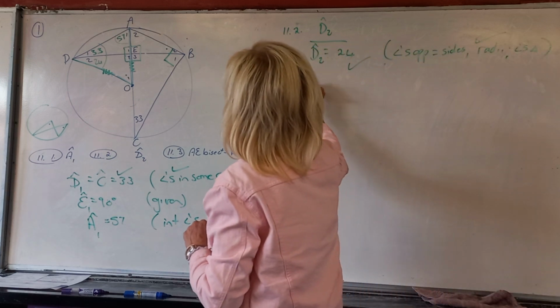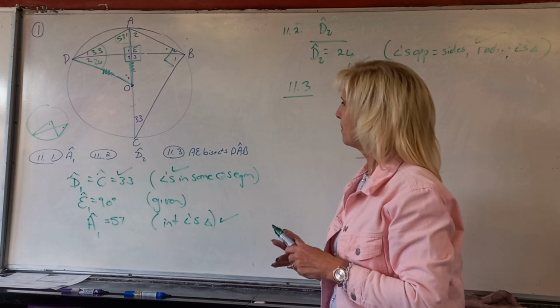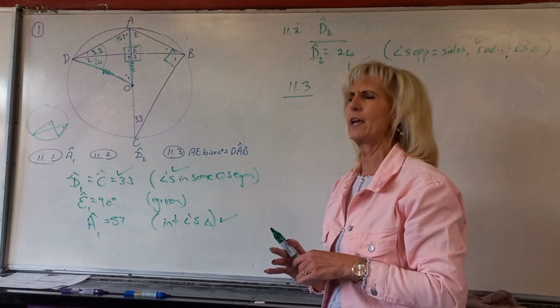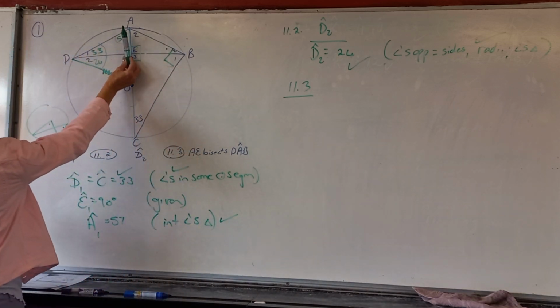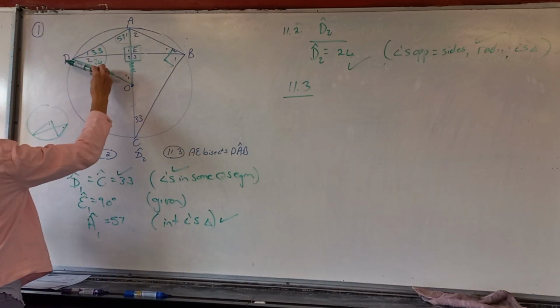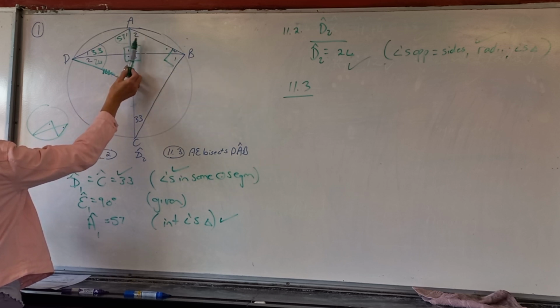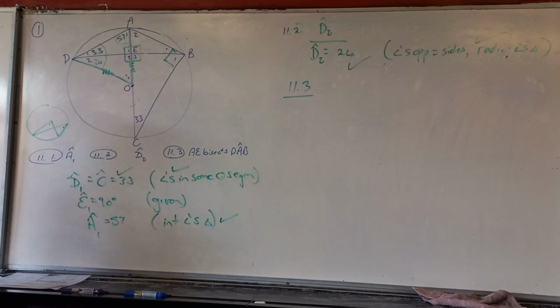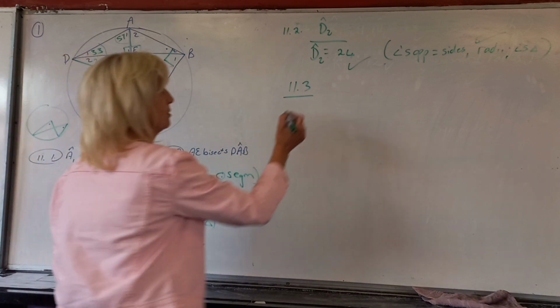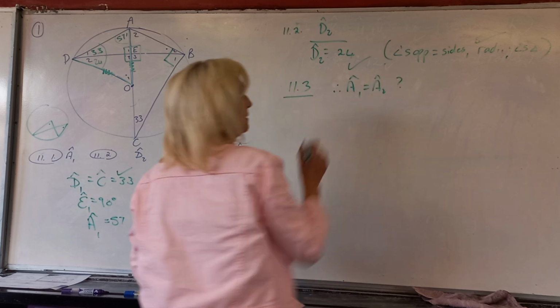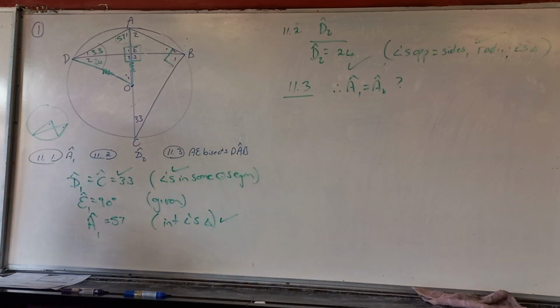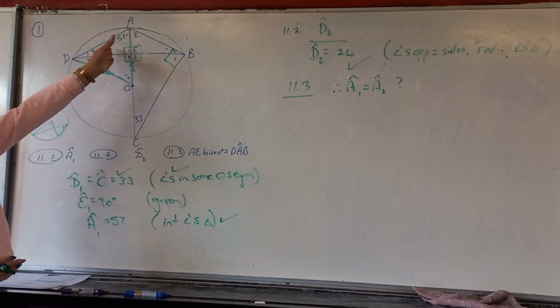Last question, they're asking me to prove that AE bisects DAB. What are they actually asking me? AE bisects DAB. So what are they asking me? Prove that A1 and A2 are the same. That's what they're actually asking me. Why are they the same? Then I've proven that it bisects. Different way of asking. Prove it bisects, meaning prove that the angles are the same.